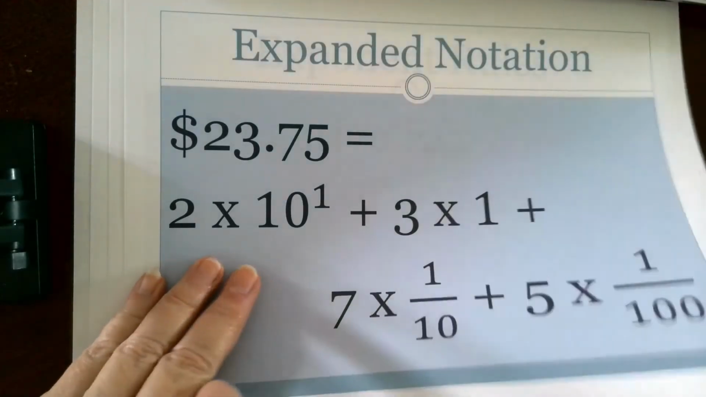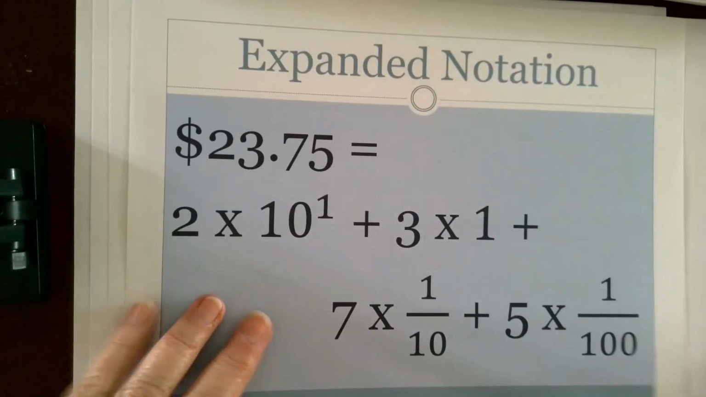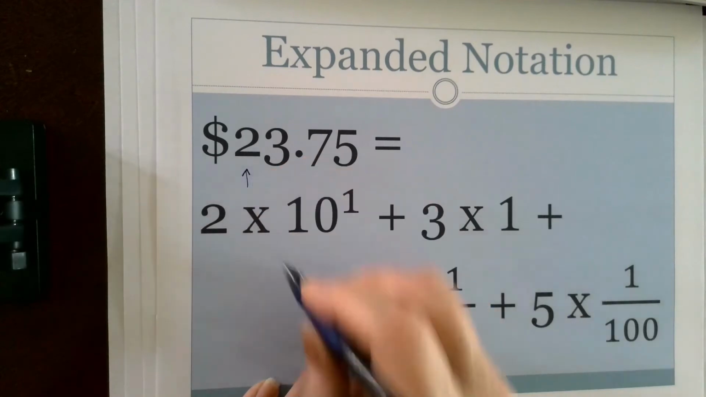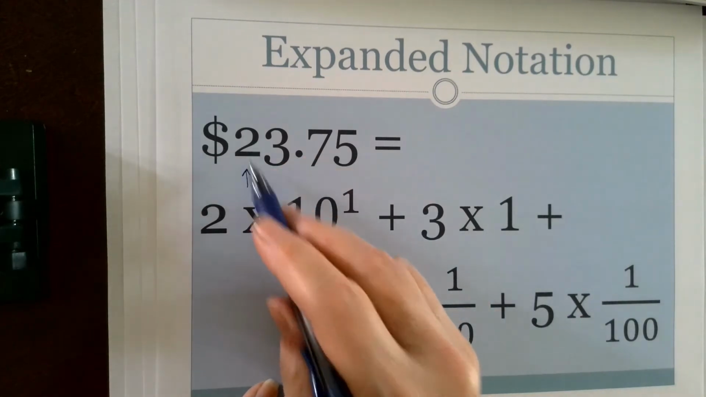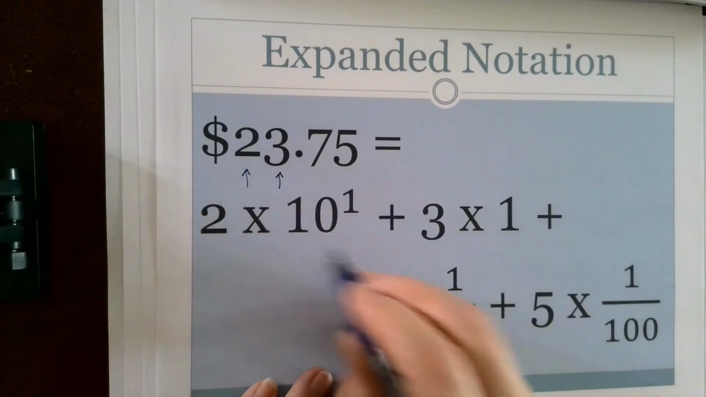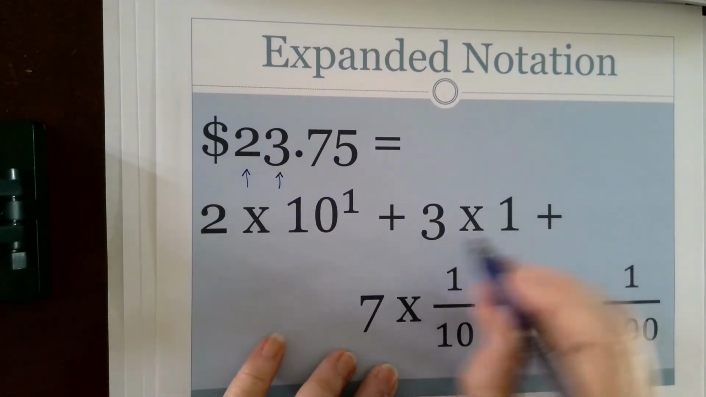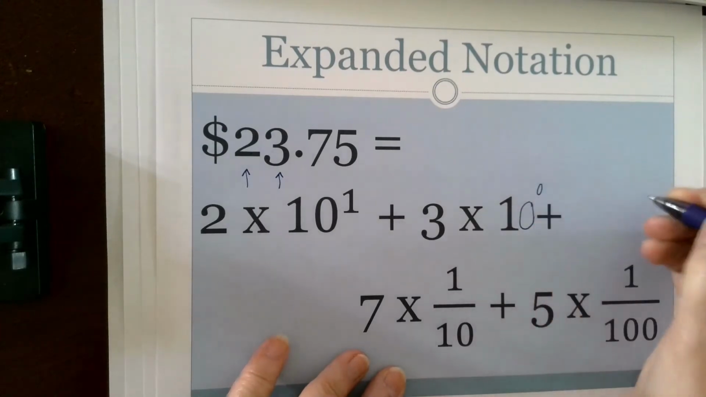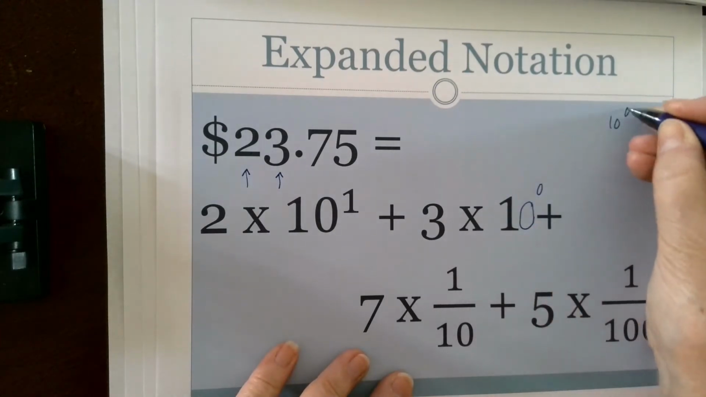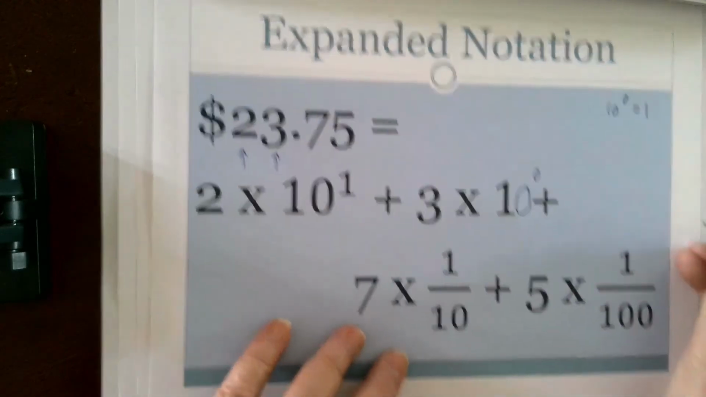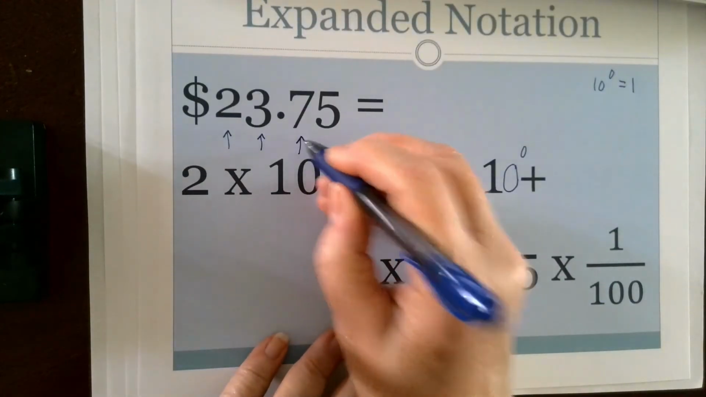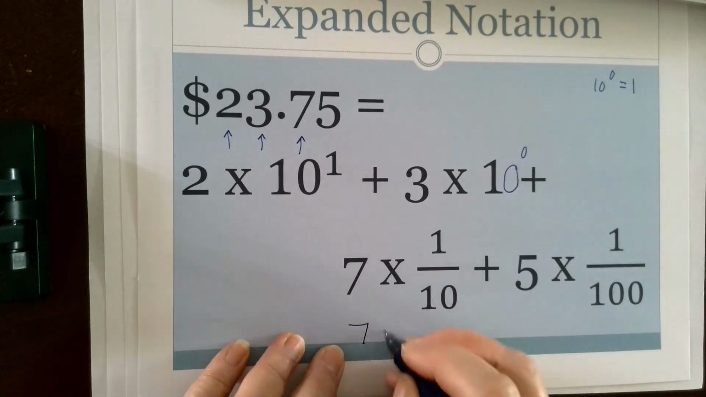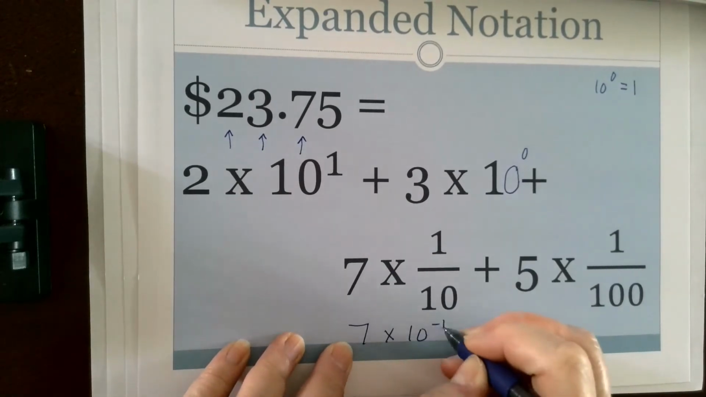We can expand any number using powers of 10. This digit's in the tens column, so it represents 2 times 10. This digit's in the ones column, so it represents 3 times 1, or 10 to the 0 power. Remember, anything to the 0 power equals 1. This digit is worth a tenth, 7 times a tenth. Or you could write it 7 times 10 to the -1 power.